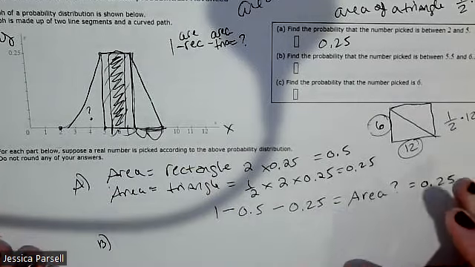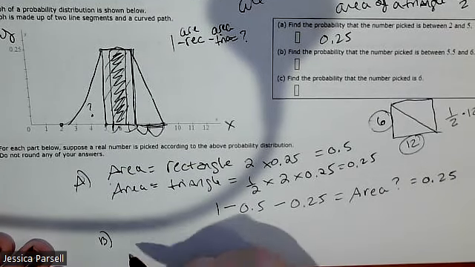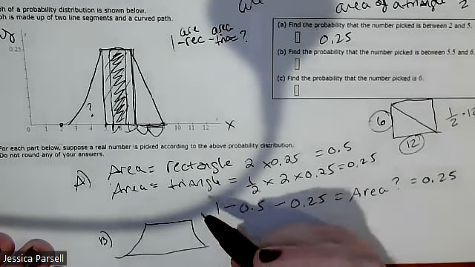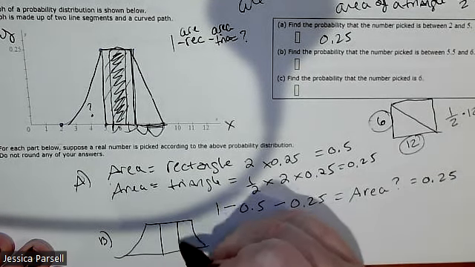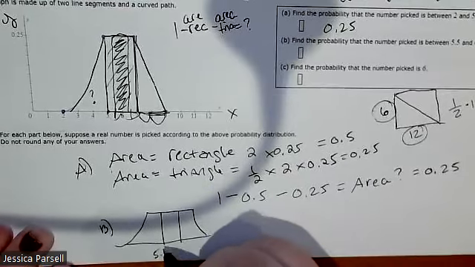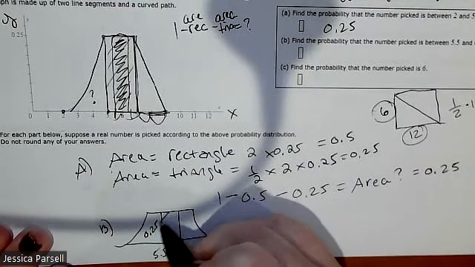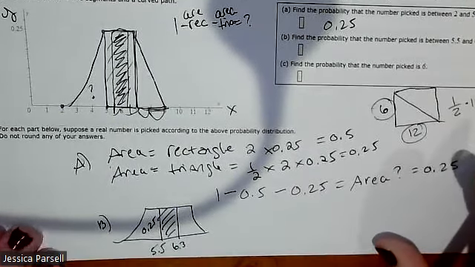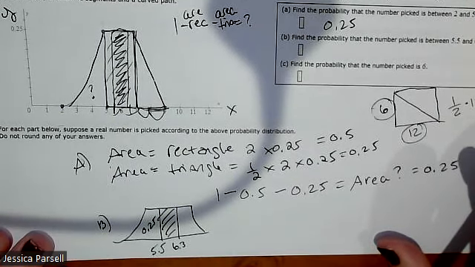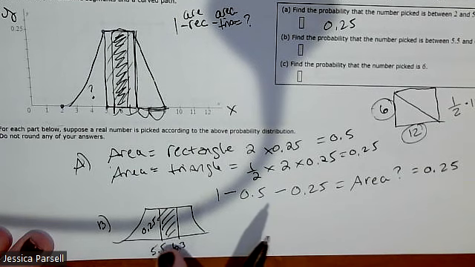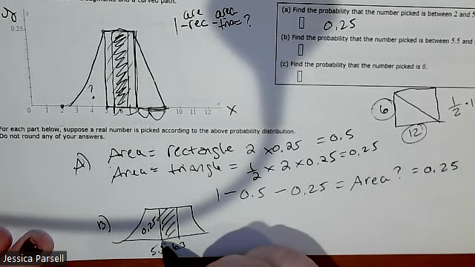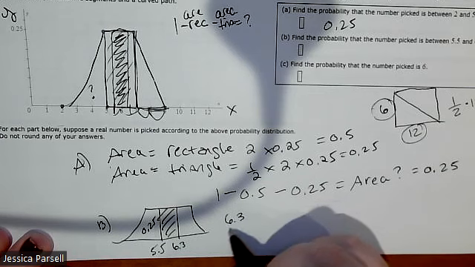Okay, so this was part A. Let's look at part B here. If you want to, you can even sketch that out so that it's not so messy. Mine's kind of messy here. So here's 5.5. Here's 6.3. We know what the height is, 0.25. So we're really looking at the area of that rectangular piece there. Well, we have to figure out what that width is. So the width is the distance between 5.5 and 6.3.